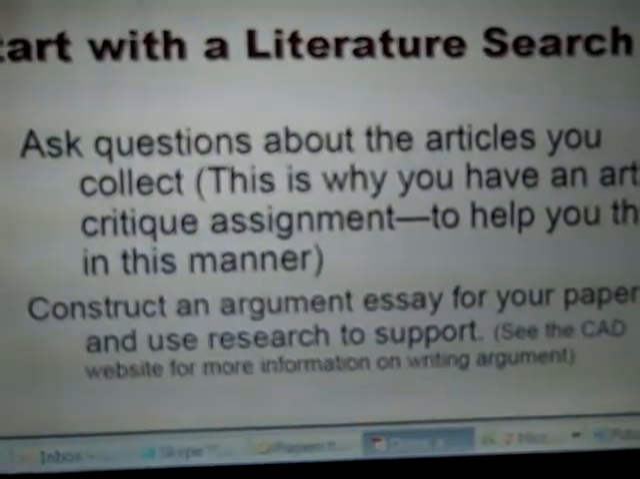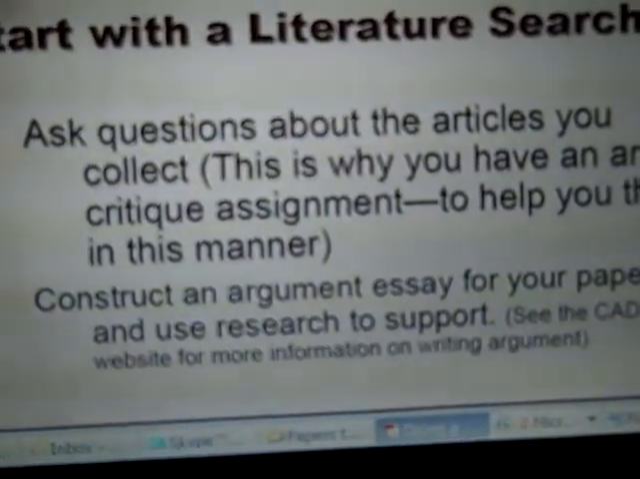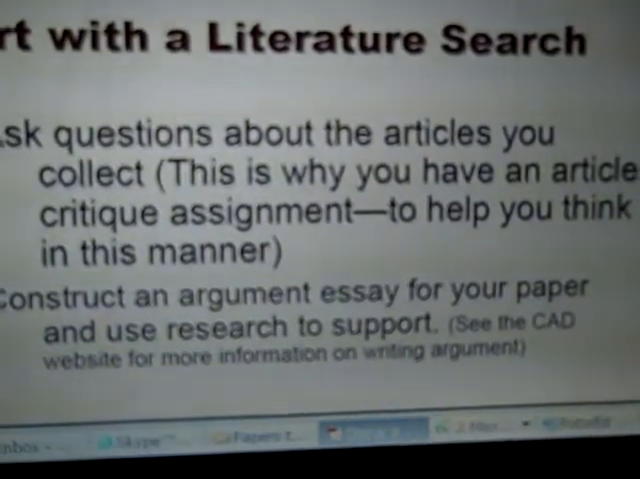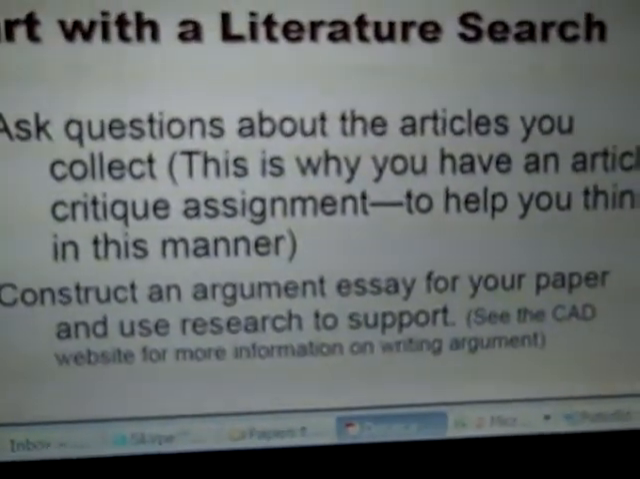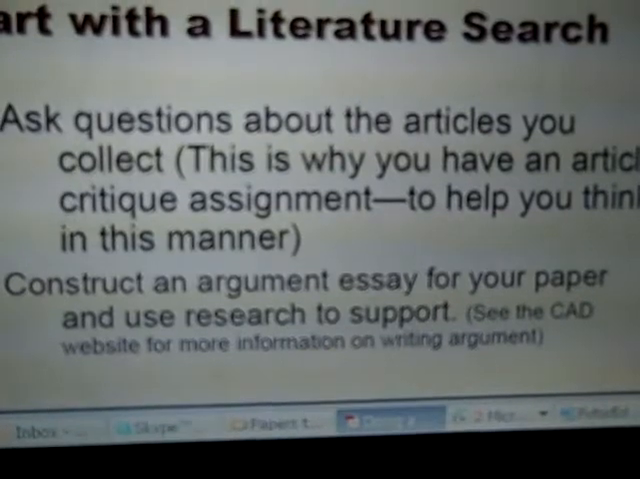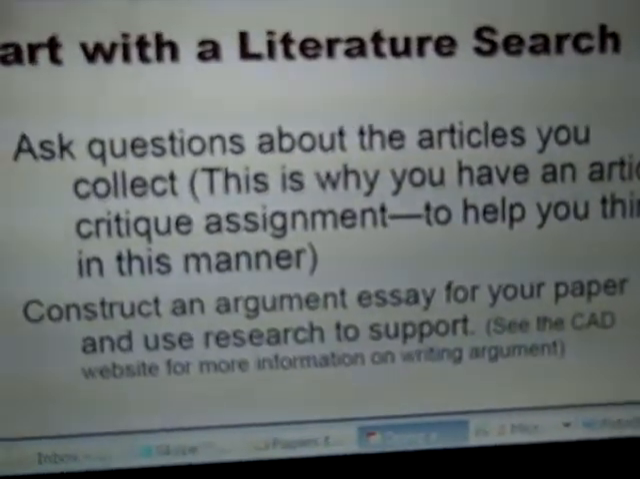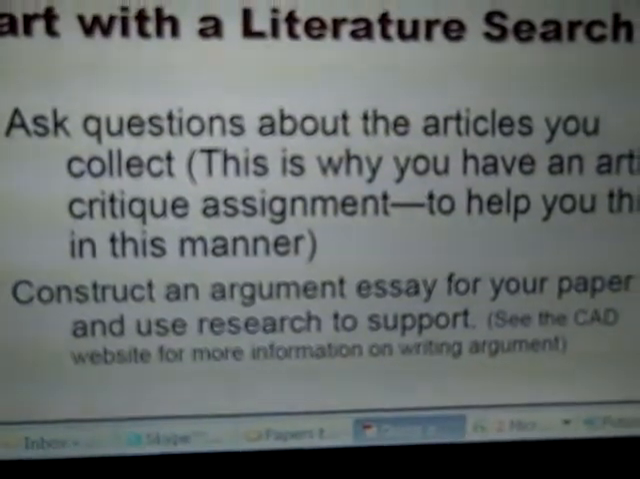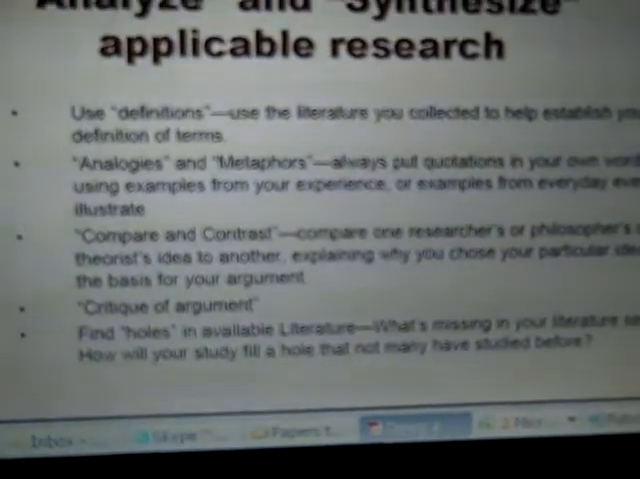All right, so the article analysis critique, which is your assignment due next week, has you ask questions about the article that you collected. You will do this for each of the articles in your literature, but you won't have to write a complete critique of the scope that you're doing for my assignment. Okay? All right.